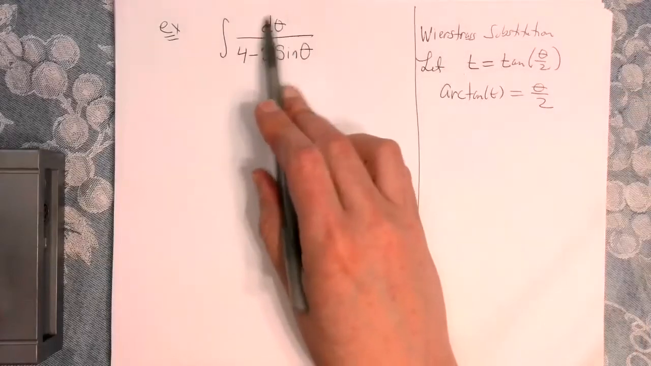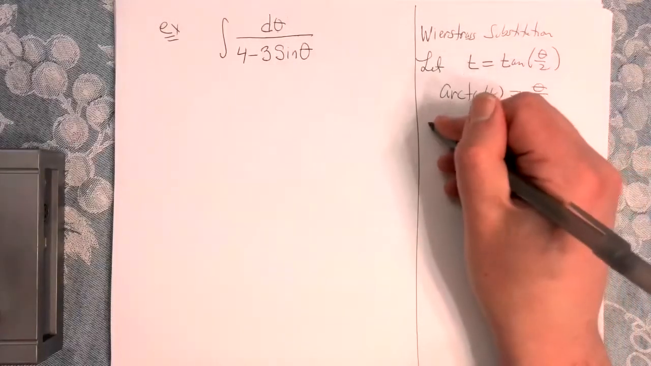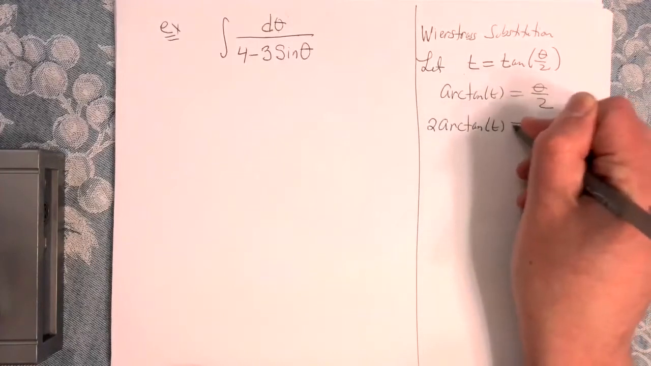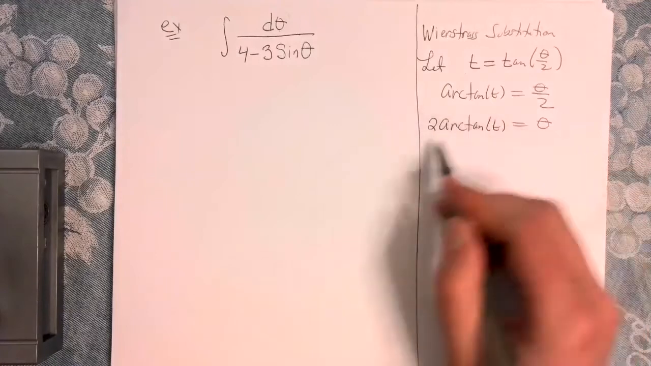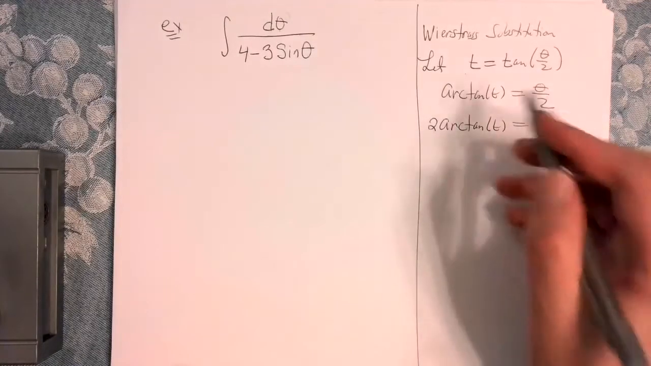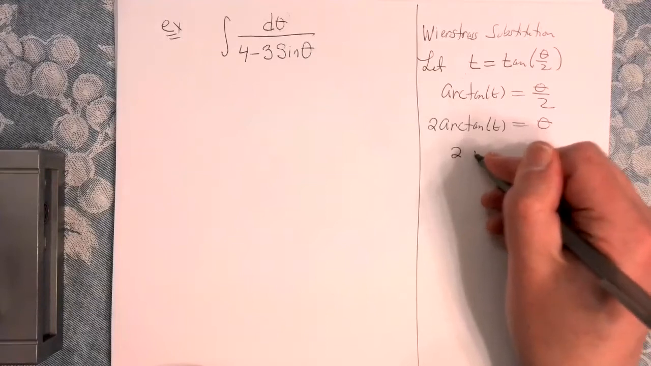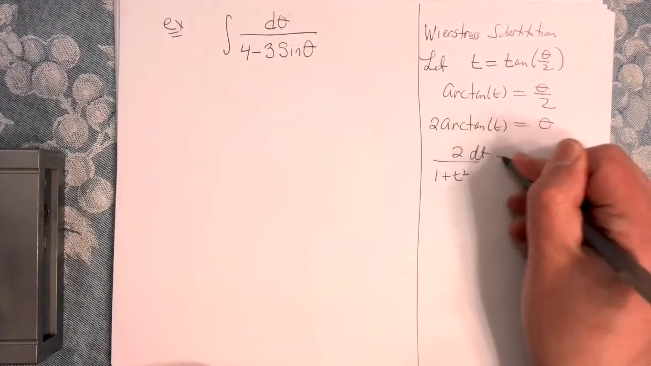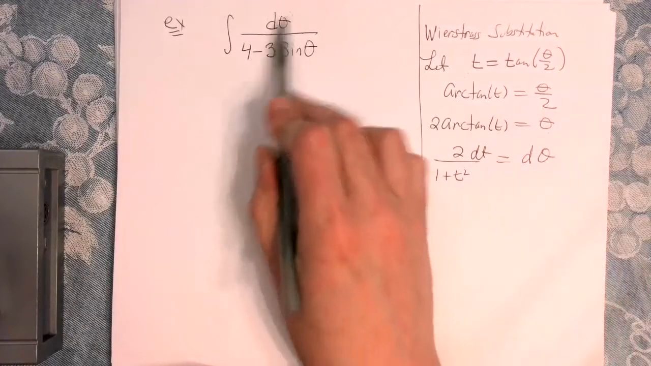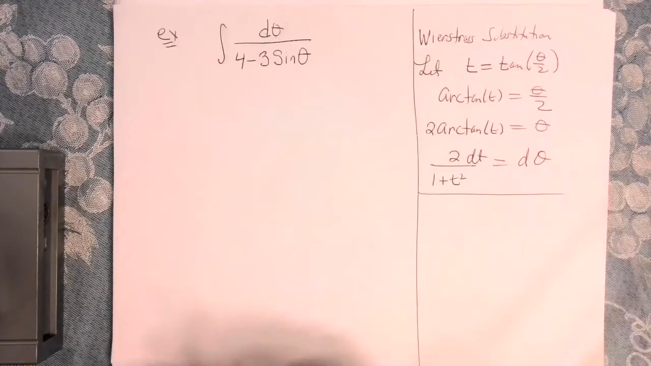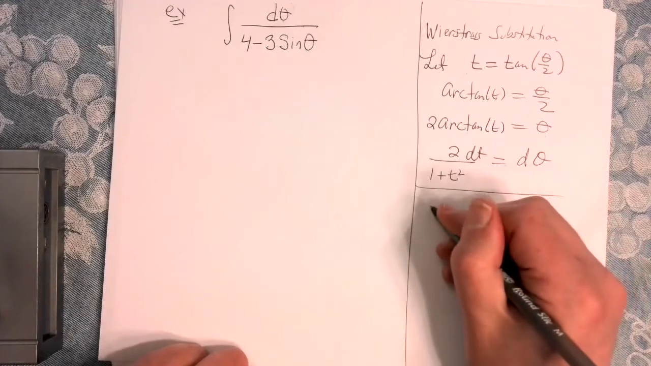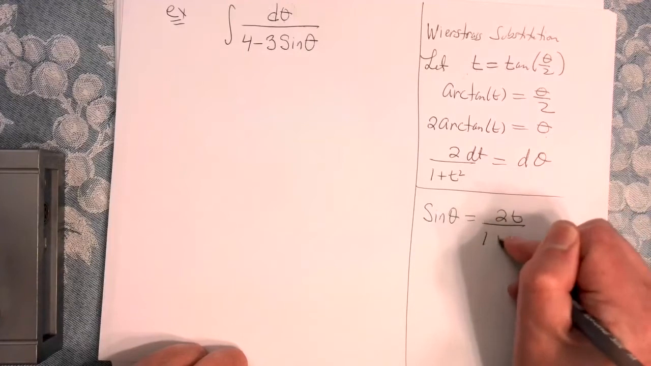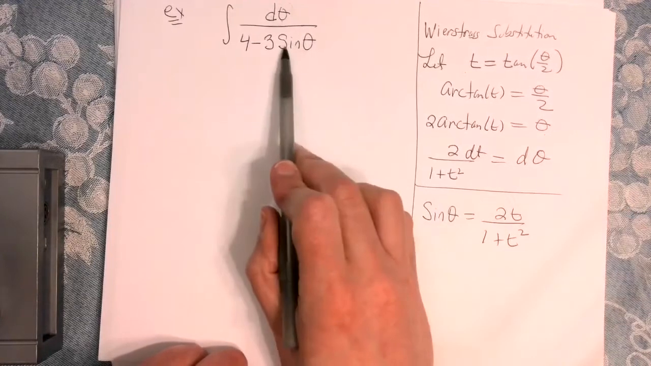Let's isolate theta, because again, we want to get rid of d theta. So 2 arctan of t is equal to theta. And so just by taking derivatives, I've got 2 over 1 plus t squared dt equals d theta. So that's going to be helpful there. And then from before, we just want to recall the following. So sine of theta, we said, was equal to 2t over 1 plus t squared. That's going to help with this.